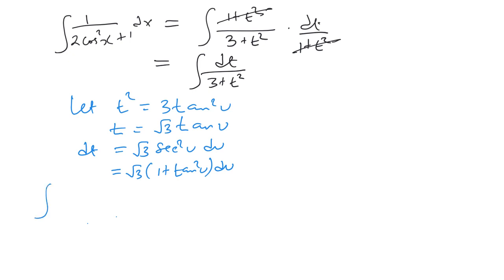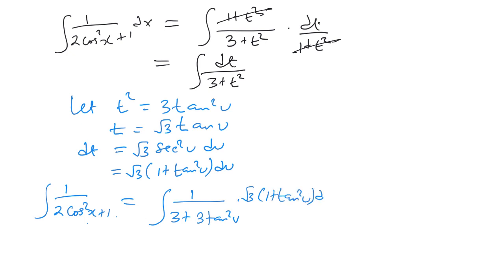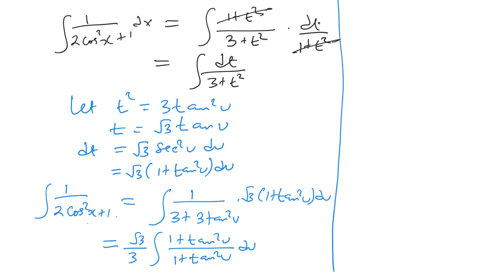So make the substitution. The integral of 1 over 2 cos squared x plus 1 is now equal to the integral of 1 over 3 plus 3 tan squared u, times root 3 into 1 plus tan squared u, du. Okay, what do we get? This is root 3 over 3 times the integral of 1 plus tan squared u over 1 plus tan squared u, du. What do you end up with? 1 over root 3 times the integral of du, and what do you get? 1 over root 3 of u plus c.